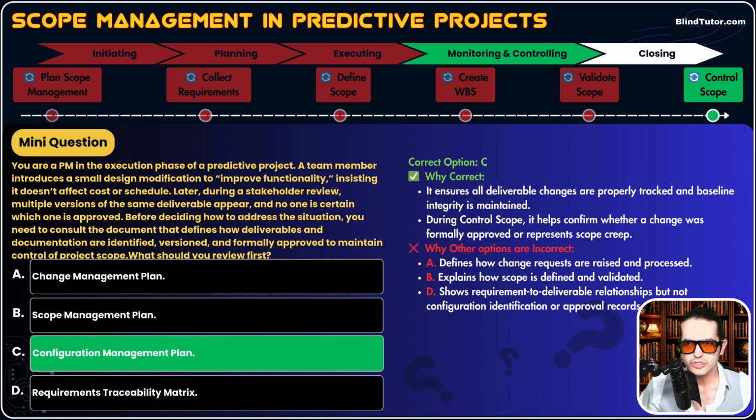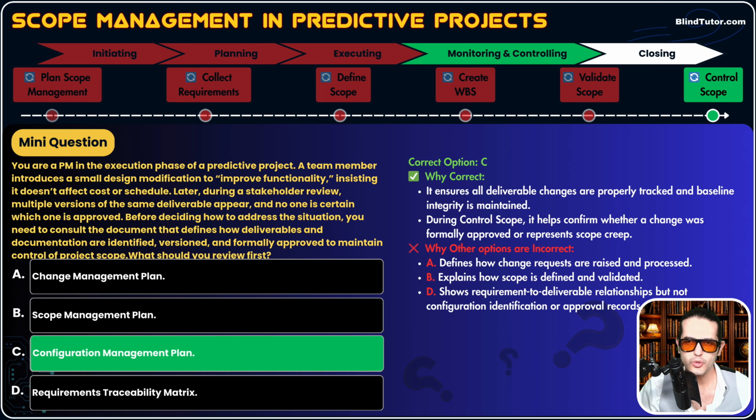Also, during the control scope process, it helps confirm whether a change was formally approved or represents scope creep, okay? Let's see why other options are incorrect. Option A, change management plan. We know change management plan is a how-to guide or rule book for handling changes. Change management plan defines how change requests are raised, processed, and evaluated, not how specific deliverables or versions are controlled once approved. This is configuration management plan's role.